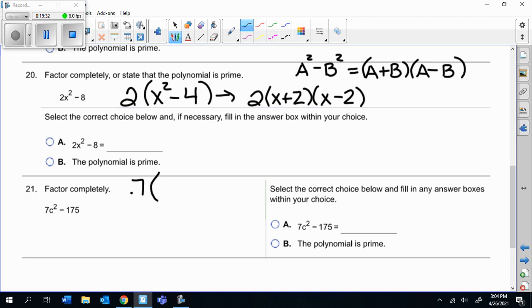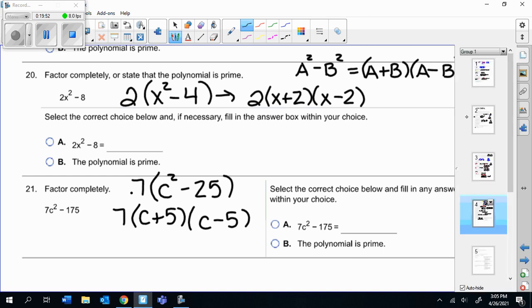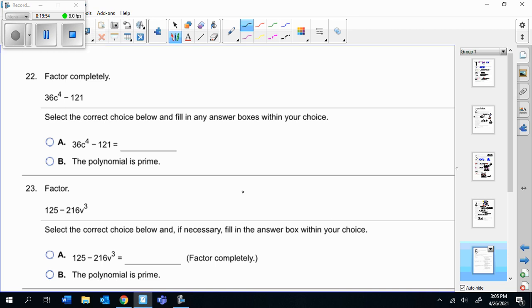Let's factor out a 7. And we get c squared minus 25. Again, I see 25 and I immediately just associate 5 times 5. So I know it follows this pattern. C plus 5, C minus 5. Next one.